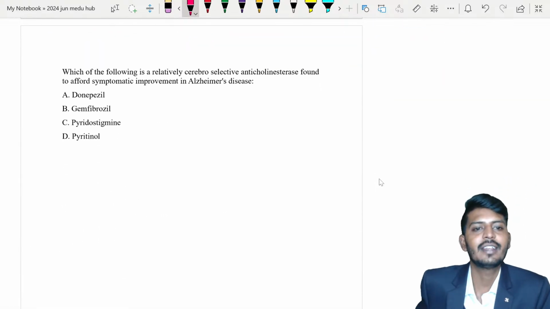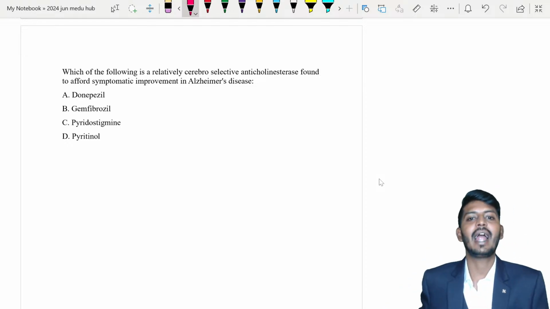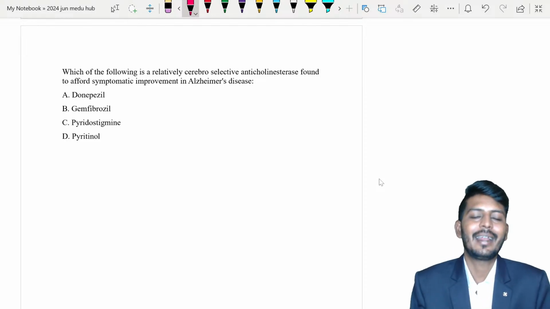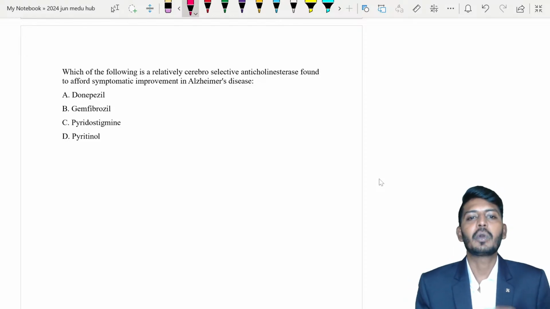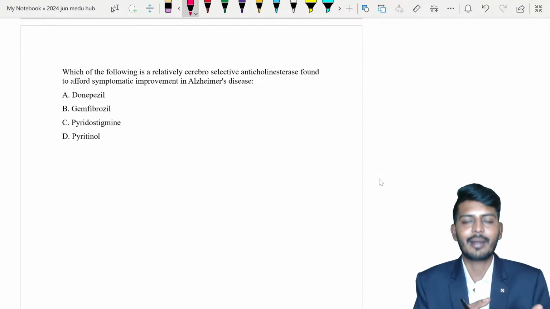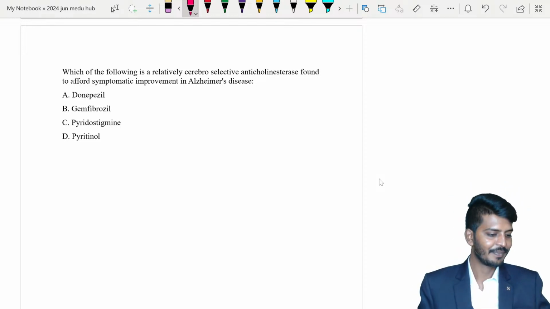Okay. Which of the following is a relatively cerebroselective anticholinesterase found to improve symptoms in Alzheimer disease? Basically सीधा पूछ रहा है. अरे सीधा बोल सकते हो ना. Alzheimer का ड्रग ऑफ चॉइस क्या है? सेरेब्रो प्रोटेक्टिव, 1 घंटा सब लगा के क्यों कंफ्यूज कर रहे हो, है ना? सो ऐसे काम करते हैं हमारा एग्जाम्स में. ठीक है.